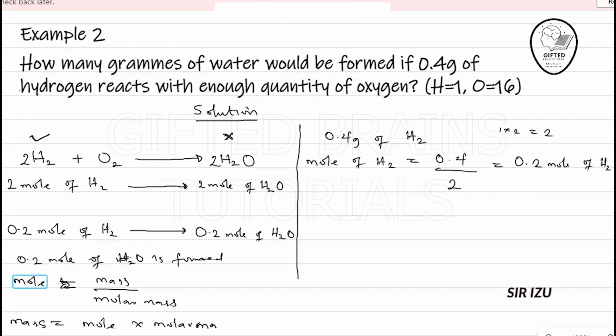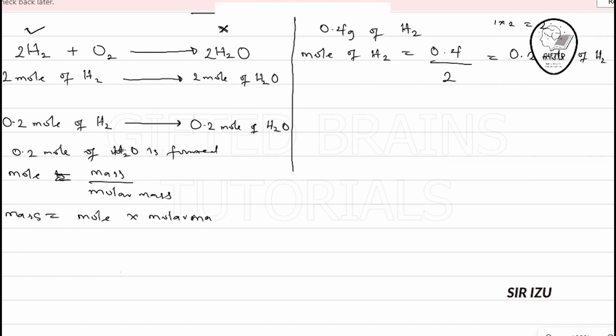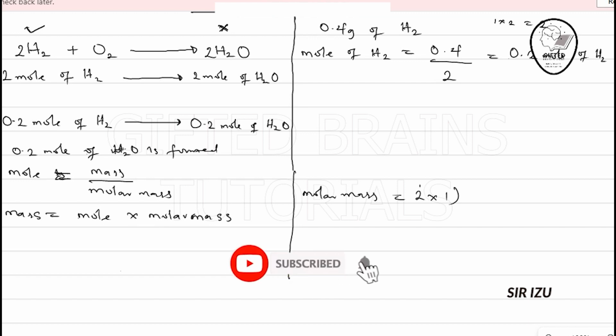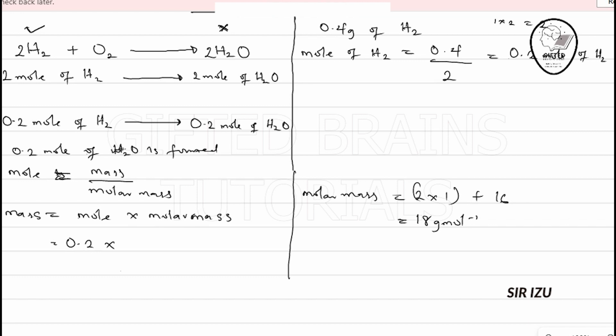So at the end of the day, we can easily say that the molar mass of water is given as hydrogen is 2, so 2 times 1, plus the oxygen, which is 16. So at the end of the day, we have 18 grams per mole. That's the molar mass of water. So just put that here. We have 0.2 now times 18. So our answer will just be equal to that.